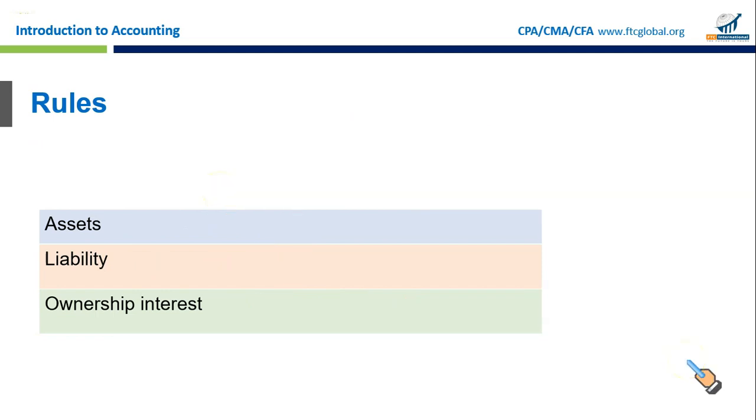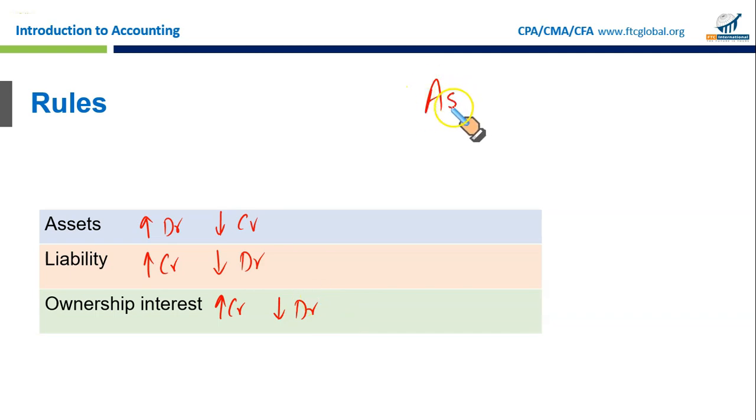Okay, now let us discuss the rules for debits and credits. An increase in asset is a debit. A decrease in asset, credit. An increase in liability, credit. A decrease in liability, debit. An increase in ownership interest is recorded as a credit. A decrease, as a debit.